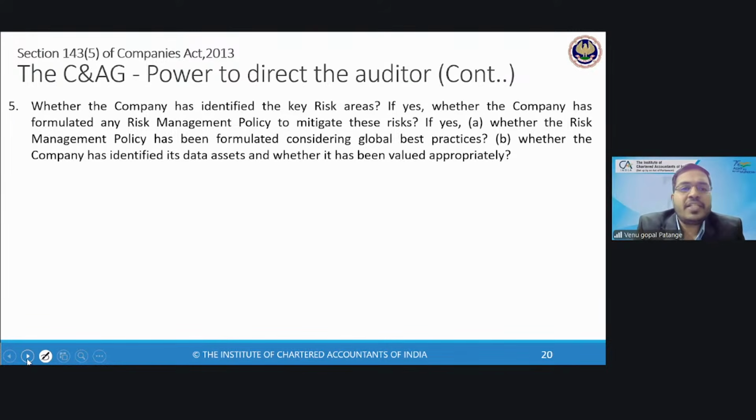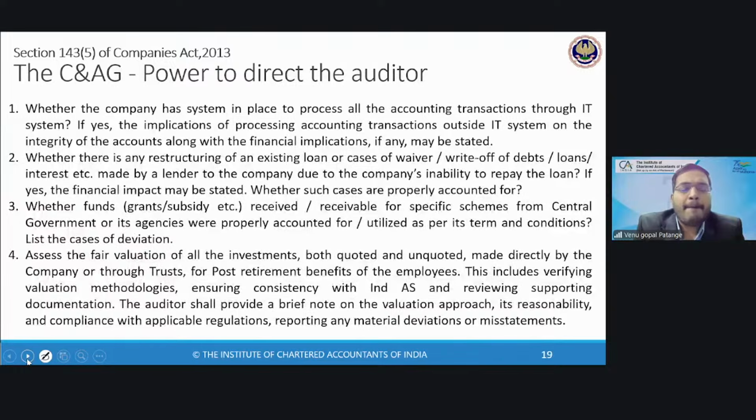So the 6 points is clear. Anyone got any doubt here? So this is C&AG through 143.5 telling the auditor to do this and report it separately. It's part of financial audit.